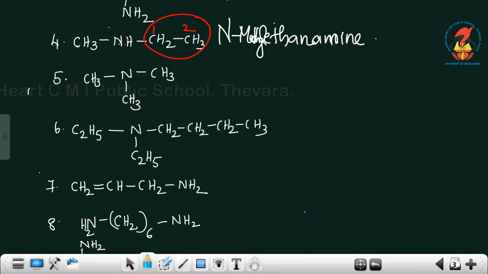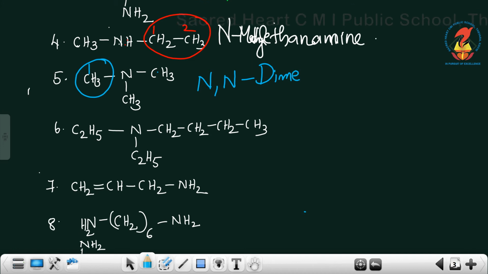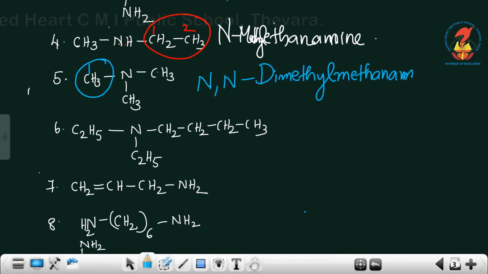Next one, it is a tertiary amine. Nitrogen is surrounded by 3 alkyl groups, and all 3 are the same. So select any one as the parent chain. This will be number 1. And here on nitrogen we have 2 methyl groups as substituents. So how to name it: N, comma, N, with D capital, dimethyl. Then 1 carbon means it is meth, so methanamine. So the name is N,N-dimethylmethanamine.